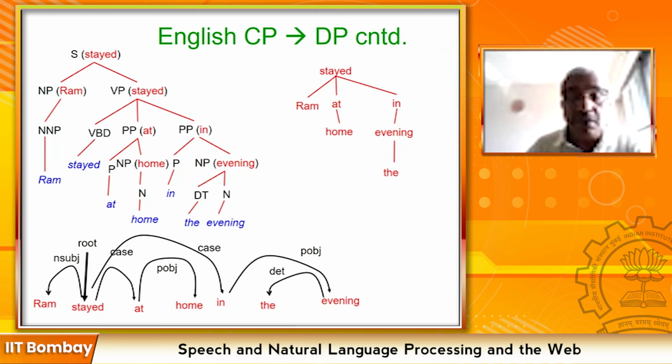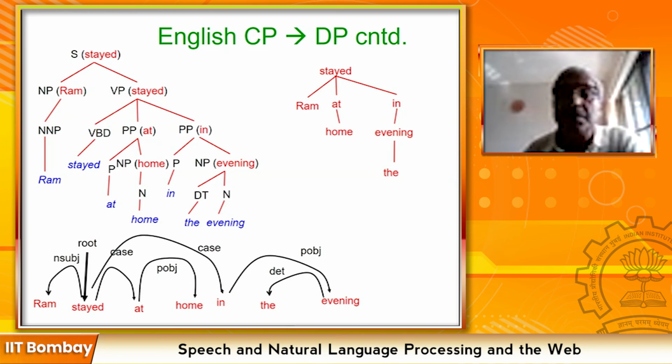But if you have all the non-essential information also, in particular, if the whole sentence is there without eliminating any of the words, then DP2CP is also an easy task. Okay, you apply the reverse process of percolation up. Now you do percolation down.